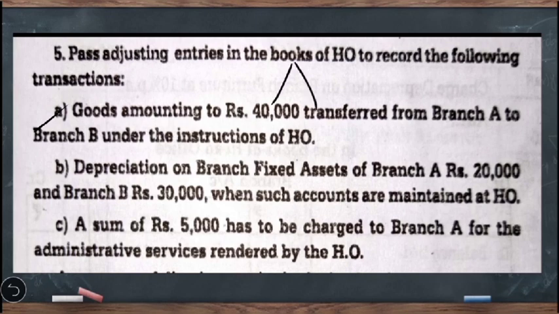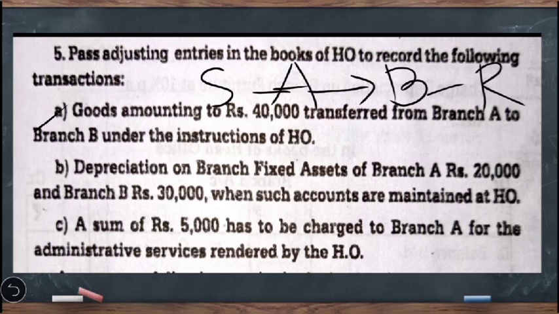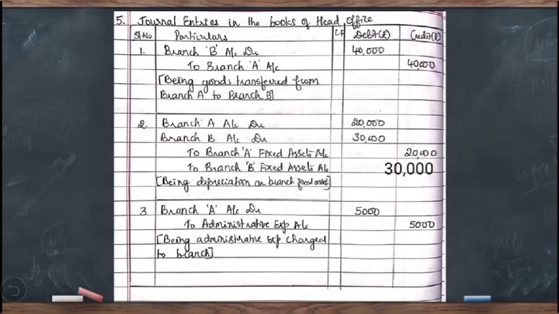Here there are 2 branches, branch A and branch B. The head office is giving instruction to branch A to transfer goods worth rupees 40,000 to branch B. So A becomes the supplying branch and B becomes the receiving branch. So what is the entry we have to pass here? Receiving branch's account debit to supplying branch's account. So the entry will be branch B's account debit to branch A's account, and the amount is 40,000.